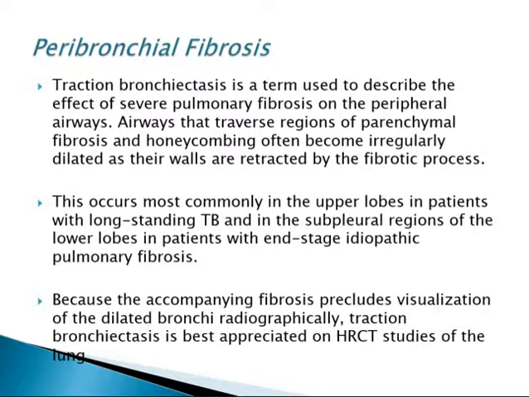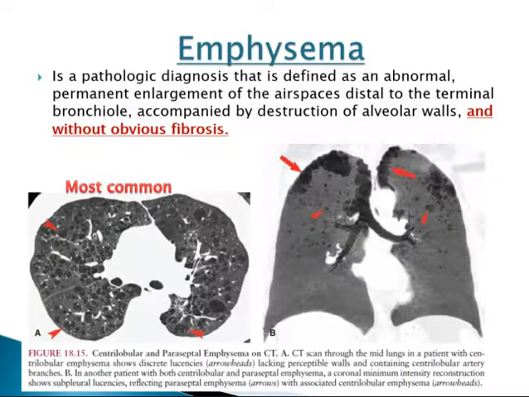Because the accompanying fibrosis precludes visualization of the dilated bronchi radiographically, traction bronchiectasis is best appreciated on high-resolution CT studies of the lung. Now that we finish the bronchiectasis, we shift to another topic, emphysema. Emphysema is a pathological diagnosis defined as an abnormal permanent enlargement of the air space distal to the terminal bronchiole, accompanied by destruction of the alveolar wall and without obvious fibrosis.